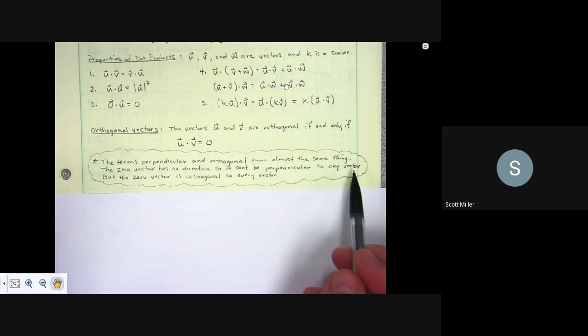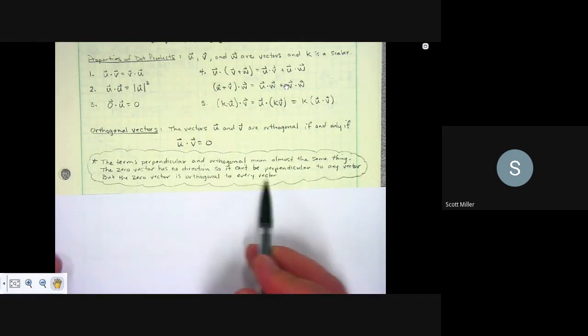The reason perpendicular and orthogonal are not exactly the same thing is because of the 0 vector. A 0 vector has no direction, so it can't be perpendicular to any other vector. But the 0 vector is orthogonal to every vector. The dot product with the 0 vector is always 0, so it is orthogonal to all other vectors, but it is not perpendicular. So that's the one example where they differ. We can't say that orthogonal always means perpendicular, but for the most part, it does.